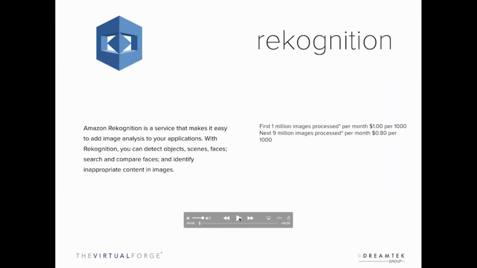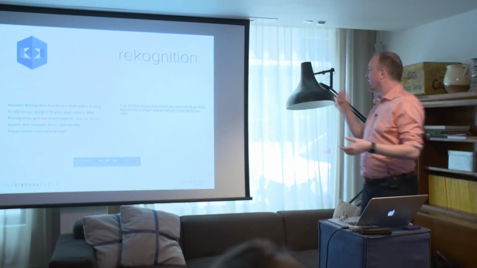Amazon Recognition is a service that makes it easy to add image analysis to your applications. With Recognition, you can detect objects, scenes, faces, search and compare faces, and identify inappropriate content in images. I won't be demonstrating the inappropriate content in images. I couldn't think of a safe way to do that one. But what it allows you to do is, if you upload an image to a website to share, it will recognize if it's got an inappropriate thing in it.